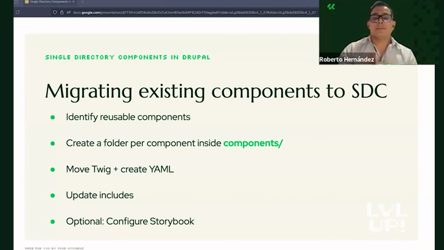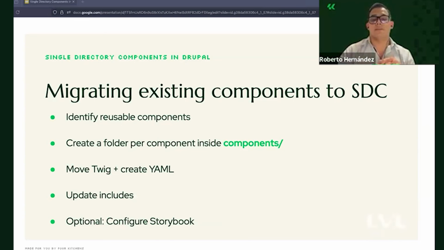Migrating existing components to SDC. To move existing components, first find the components that you want to move. Then create a folder for each one in your components path. And then remember that the YAML file is very important because this file includes the name, the properties, the slots. Basically everything required to define your component.